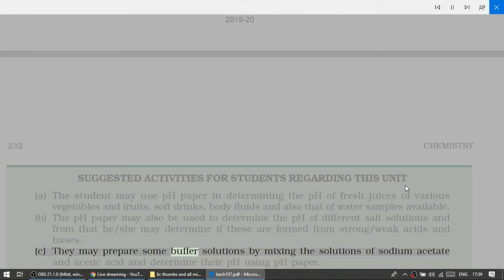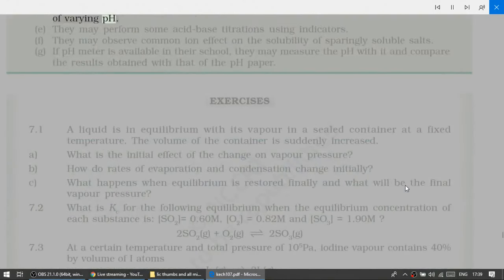C. They may prepare some buffer solutions by mixing the solutions of sodium acetate and acetic acid and determine their pH using pH paper. D. They may be provided with different indicators to observe their colors in solutions of varying pH. E. They may perform some acid-base titrations using indicators.